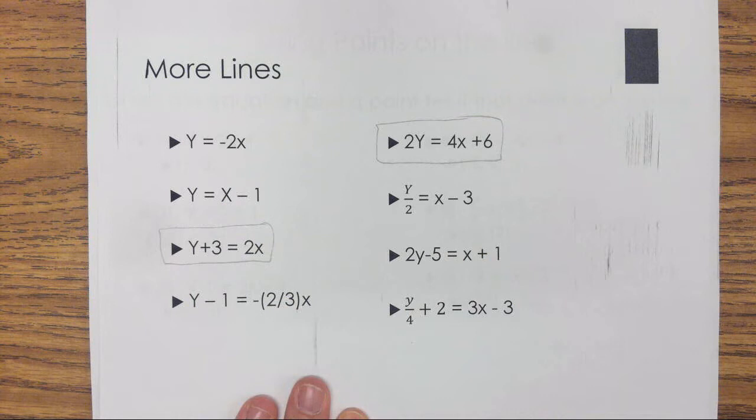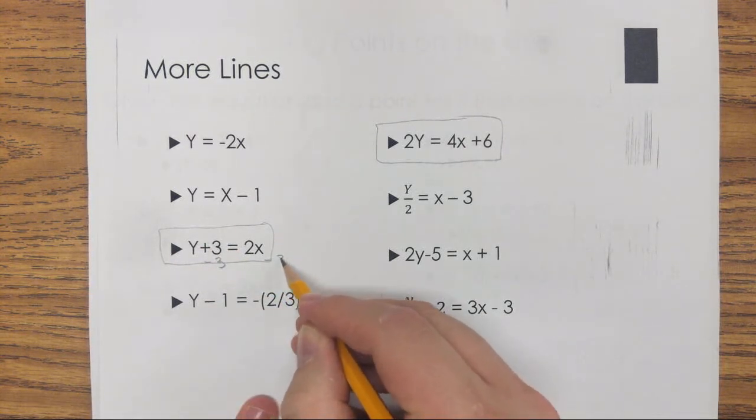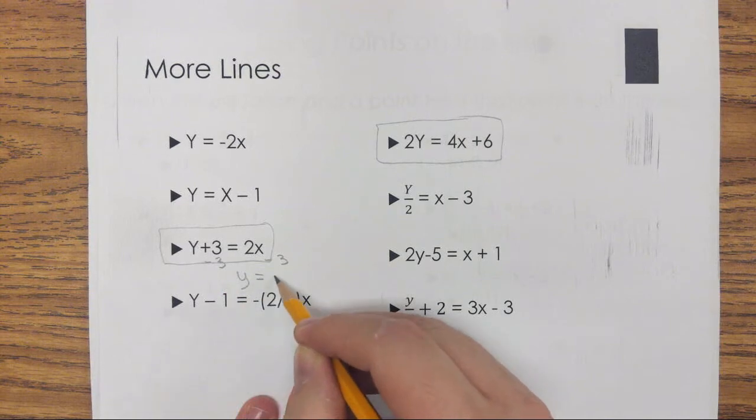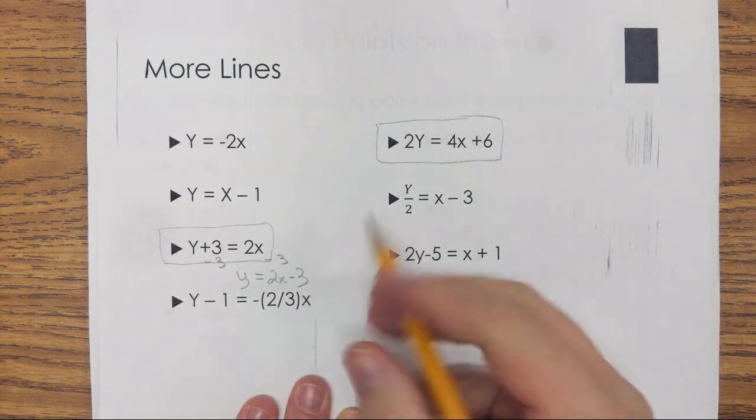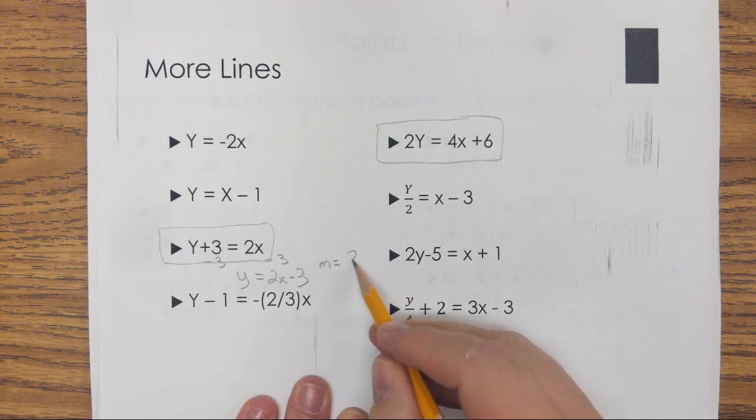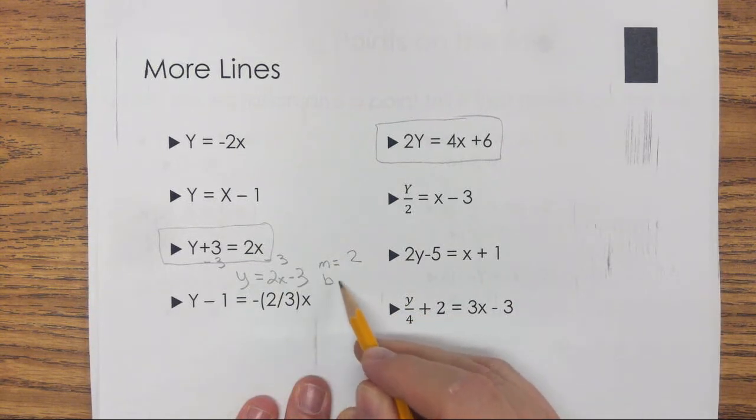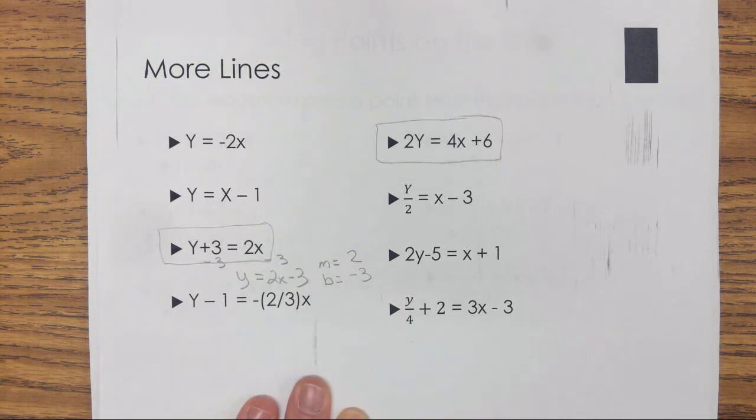Okay? So remember what I said, we need to get the y by itself. So I've got y plus 3 equals 2x on this one. Well, I need to subtract 3 from both sides. So I get y equals 2x minus 3. And then, so my slope, m, is equal to 2. And my y-intercept, or my b, is equal to negative 3. That's kind of the idea here.